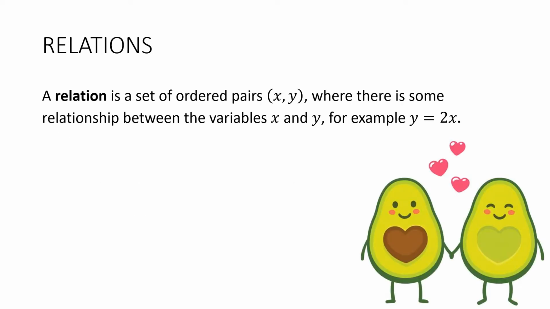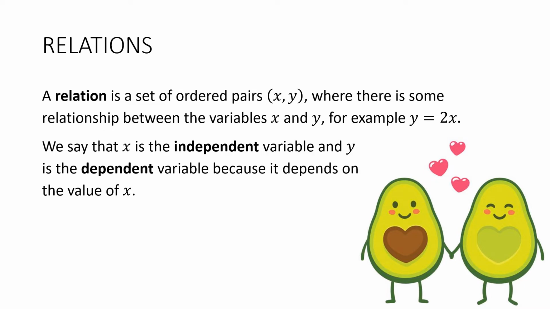Now a relation is just a set of ordered pairs, x, y, where there's some relationship between the variables. For example, y is equal to 2x. Now we say that x is the independent variable in this case and y is the dependent variable because it depends on what value we put in for x.